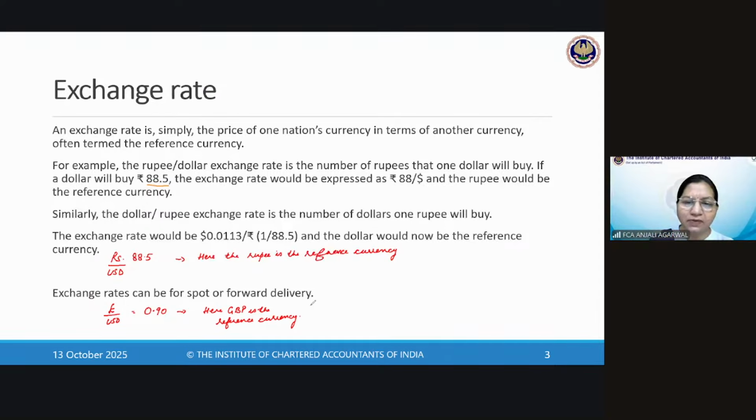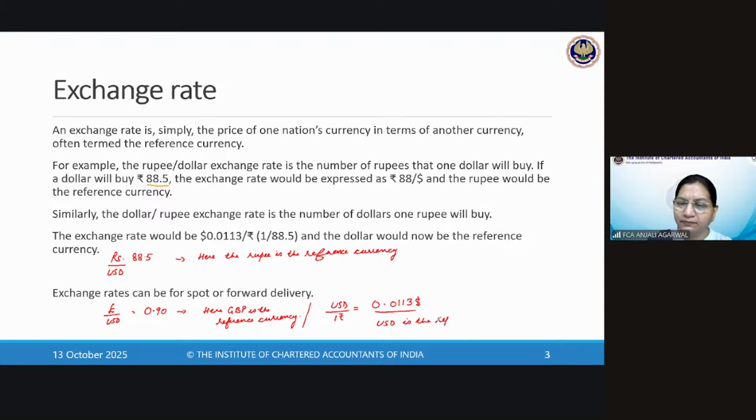The same question, if I say, what is the price of 1 rupee against USD? So it will come out to be 1 divided by 88.5 and it comes out to be $0.0113 per rupee, which means now for the rupee, USD is the reference currency.